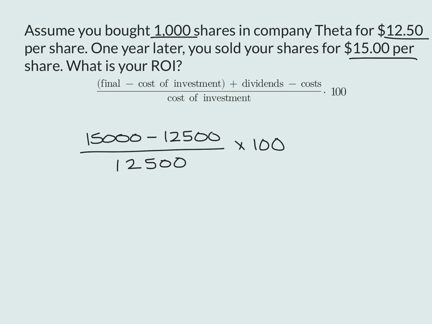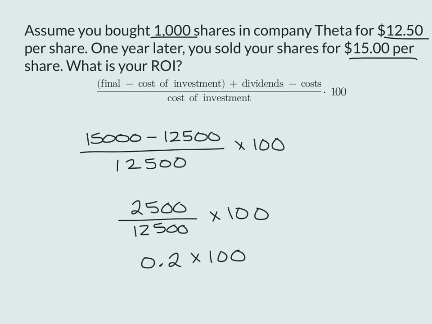First, we'll do the operation in the numerator position. So 15,000 minus 12,500 gives me a value of 2,500. Next, we'll divide 2,500 by 12,500, and we get 0.2. Lastly, we'll multiply the decimal by 100 to get a value of 20%. So the return on investment is 20%.